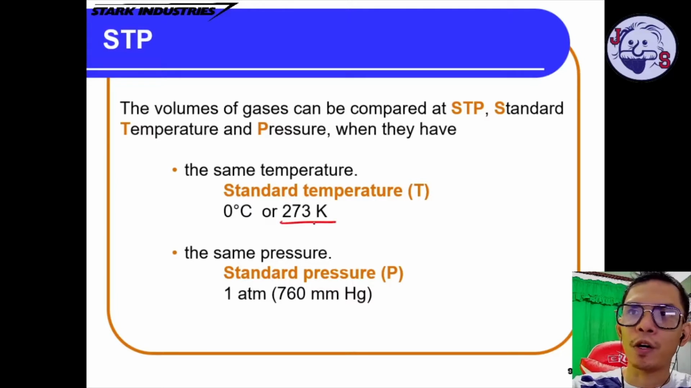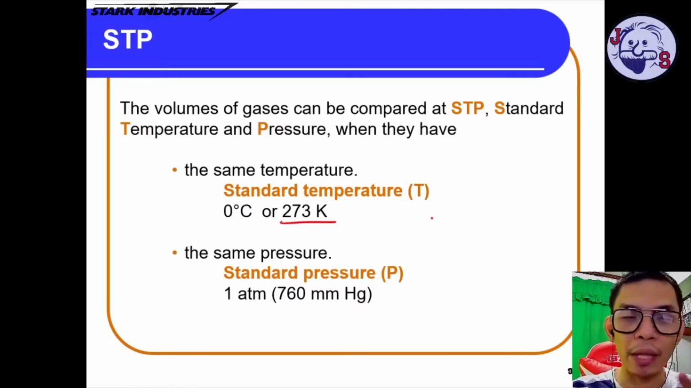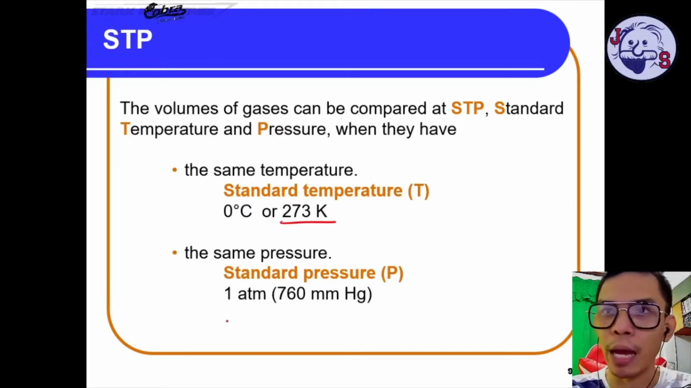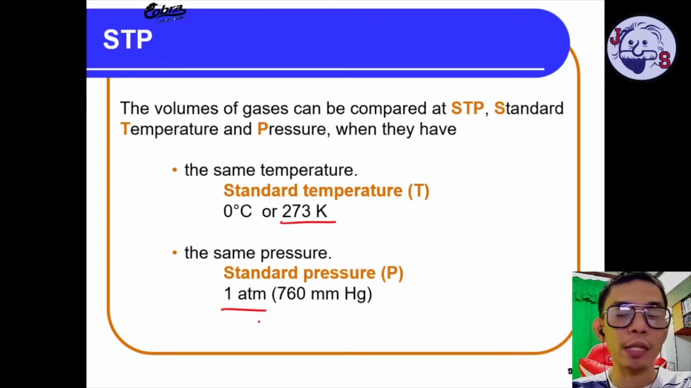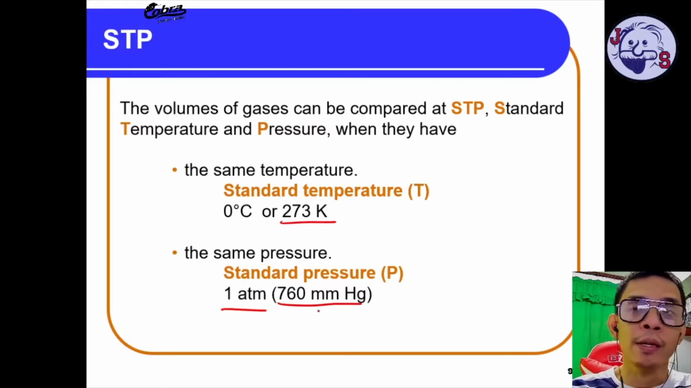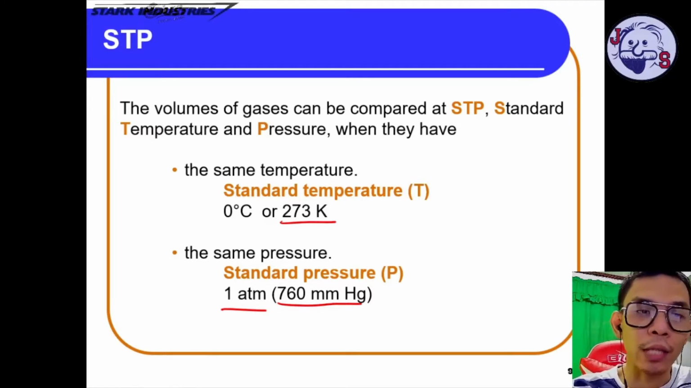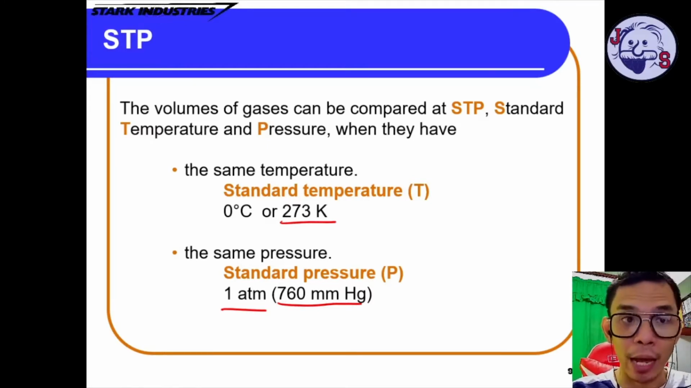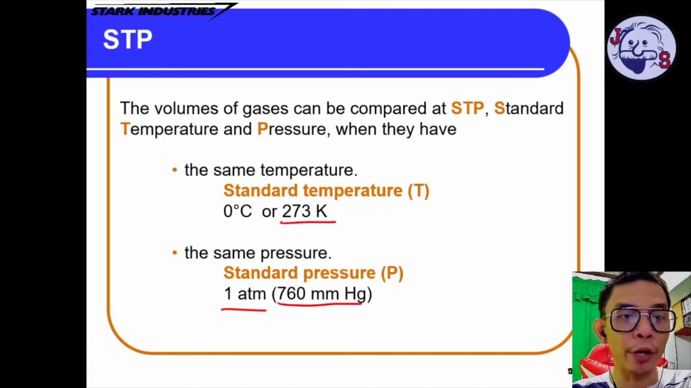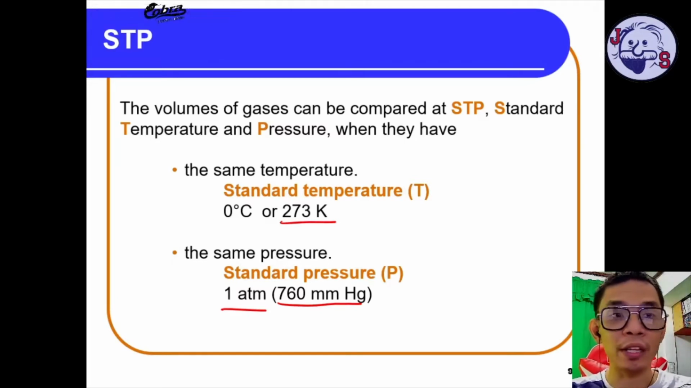Next, the pressure can vary depending on what unit you are using. Sometimes it is 1 atmosphere, and that 1 atmosphere is equivalent to 760 millimeters of mercury. That 1 atmosphere is equivalent to 101,325 Pascal, and also equivalent to 101.3 kilopascal. Those are the values of pressure in different units.